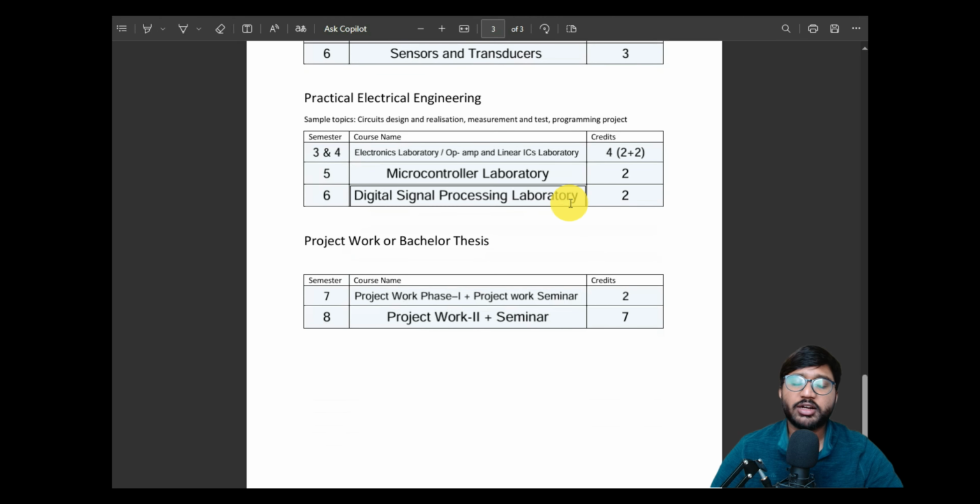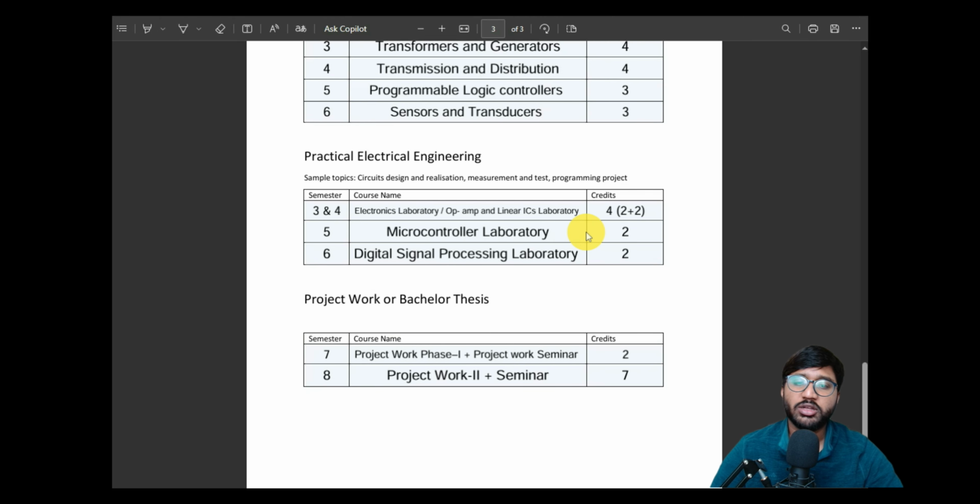Then the practical electrical engineering courses that we have done. We had electronics laboratory, op-amps and linear ICs, which are in 3rd semester and 4th semester. I combined them because it has only 3 options, but I wanted to put 4 subjects. That's the reason I put it like this. Then microcontroller laboratory, which we have done, 2 credits. Then digital signal processing laboratory, which is 2 credits. So this is how I have put the practical electrical engineering courses that we have done.